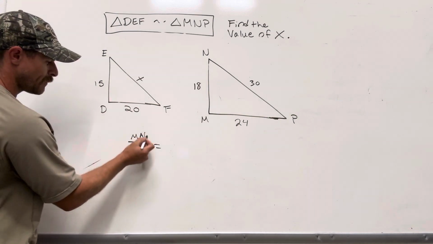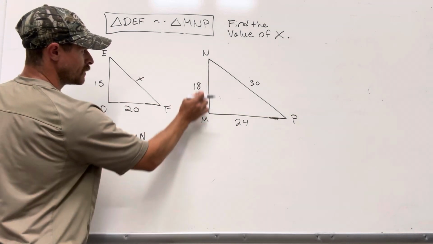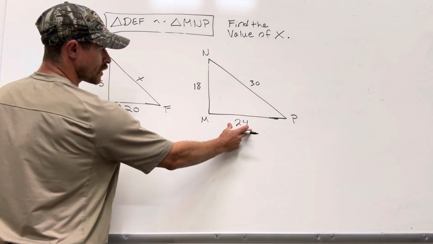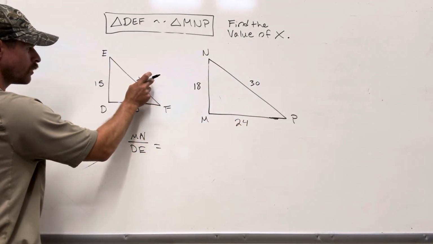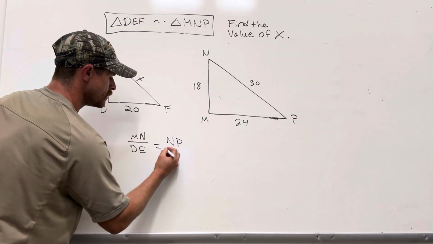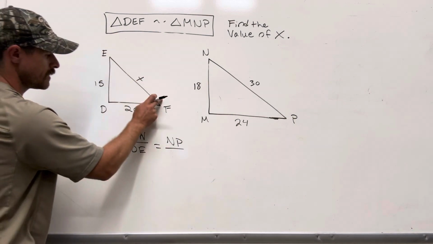Well, on the top on the left side I have MN. It's up on the top. So I want to make sure I'm taking from the same triangle. Let's go 30 over x, which would be NP over EF.